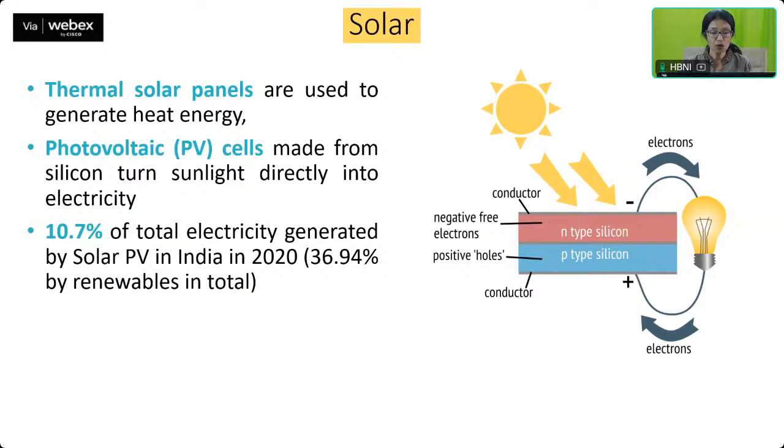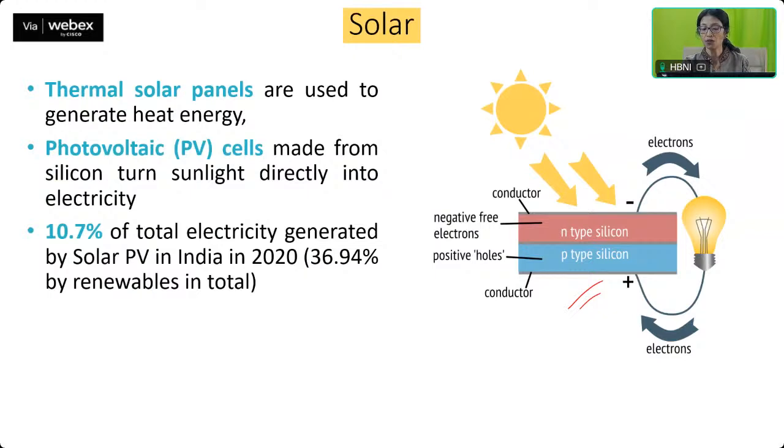Then of course, solar energy, we all know thermal solar panels are generally used to generate heat energy. Then photovoltaic cells are made from silicon, and these are used to turn sunlight directly into electricity by using this kind of concept as is shown over here. You have N-type silicon and you have P-type silicon.